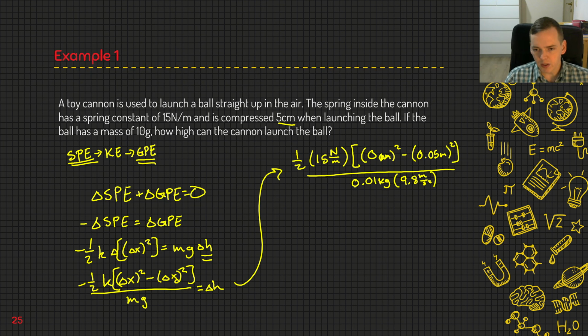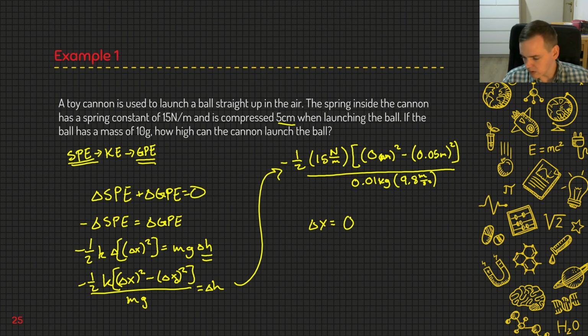If you run through the units, you will be able to check that we do end up with meters at the end. I'm going to really quickly plug this into a calculator here. 0.5 times 15 times, forgetting my negative, 0.05 times 0.05, 0.01 divided by, and we get about 19 centimeters.